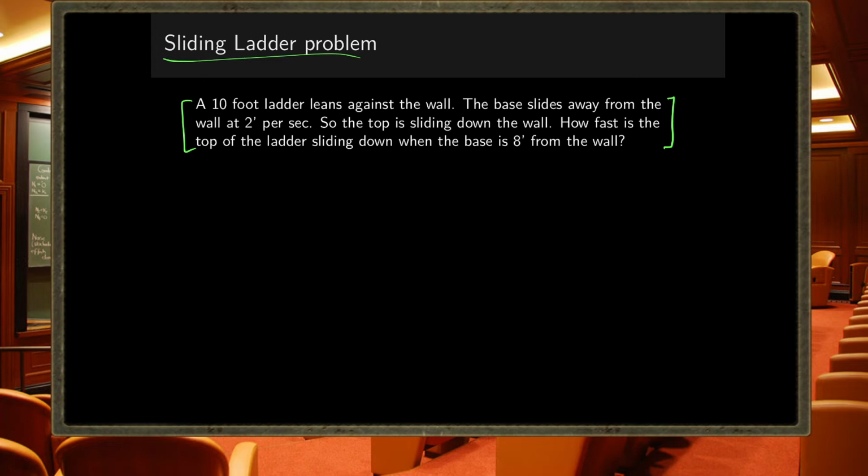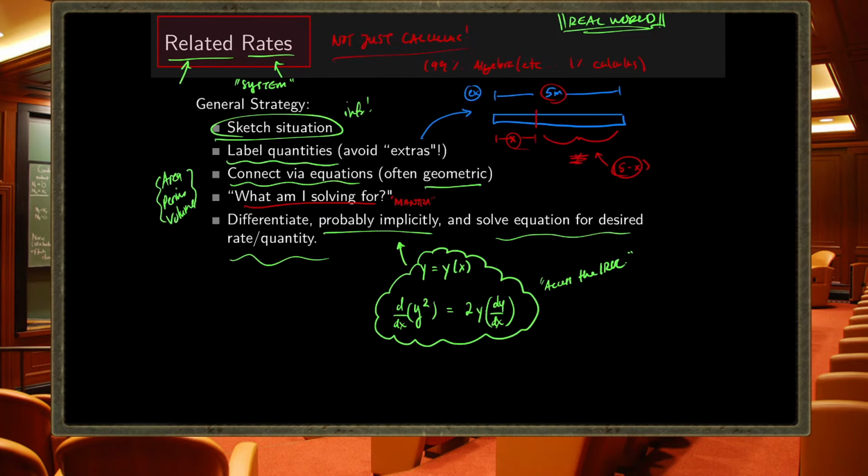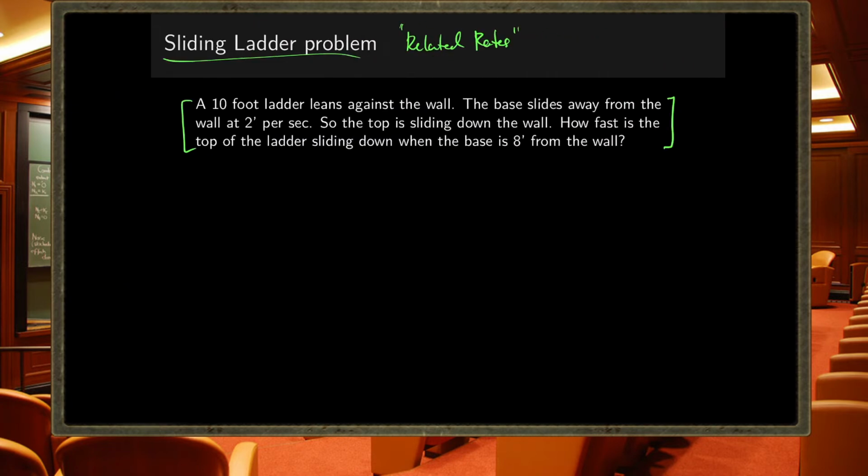That's not going to be at the same rate, right? To me, just intuitively, I see the base sliding out faster than the top coming down. But it's not clear, but they are definitely related. So this is a related rates problem. So what I said first was what? Sketch it out. Sketch out whatever information you have on the system.